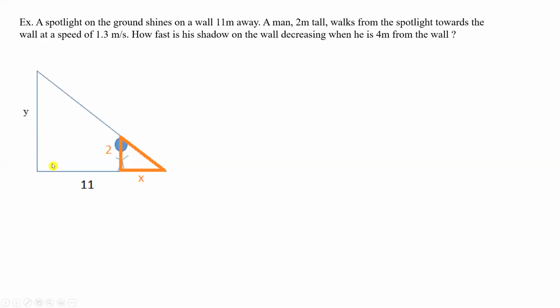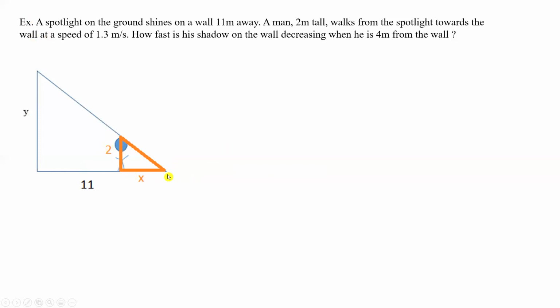So let's put in information that does not change, variables for things that do. The spotlight is 11 meters from the wall. So the spotlight to the wall is 11. The man is 2 meters and is not changing in height. The distance from the spotlight to the man is changing as he walks away from the spotlight towards the wall. The shadow is changing as the man gets closer and closer to the wall. So variables for things that change, numbers for things that are constant.